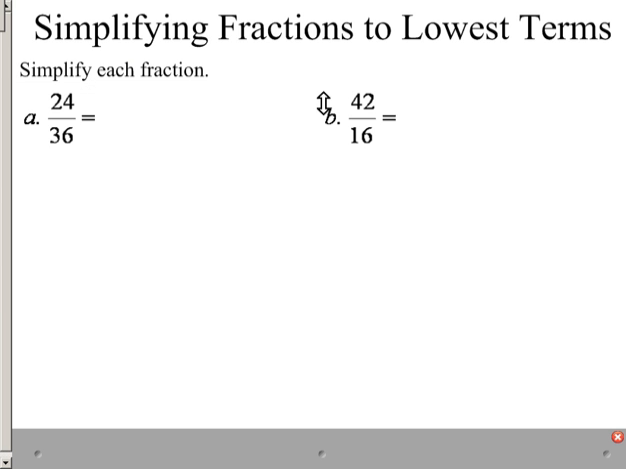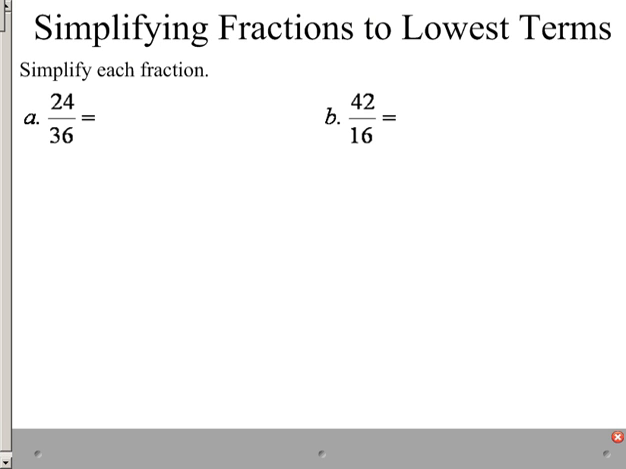Okay. Simplify fractions to lowest terms. So we're going to simplify these down. Give me a second to write them down. When you're simplifying fractions, what you want to try to do is find the largest common factor that they have. In other words, between 24 and 36, you may say, well, I could reduce them both by 2. And that's true. But if you look carefully, you say, I could reduce them both by 4, which is true. You could reduce them both by 3.